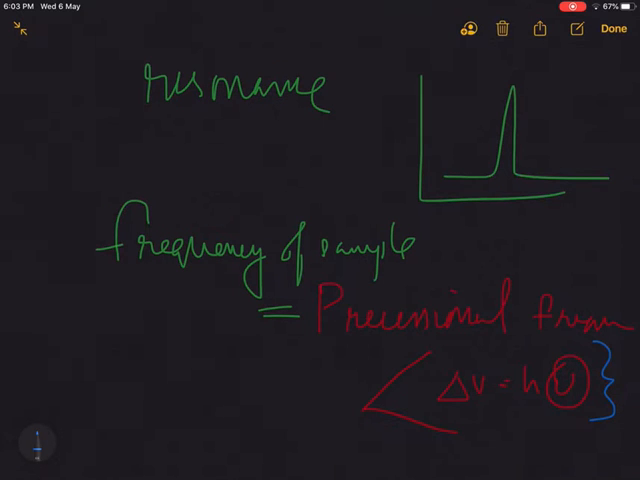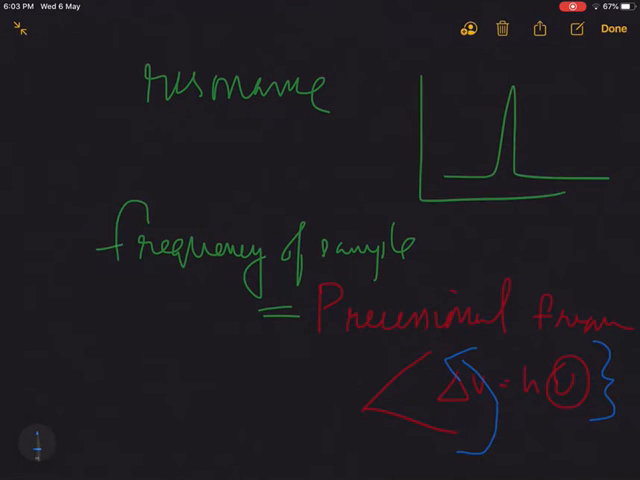Thus this is the principle of NMR spectroscopy. When the precessional frequency is equivalent to the frequency of the instrument, there is flipping of the proton from the low energy state to the high energy state.